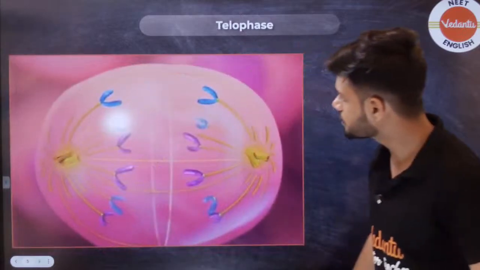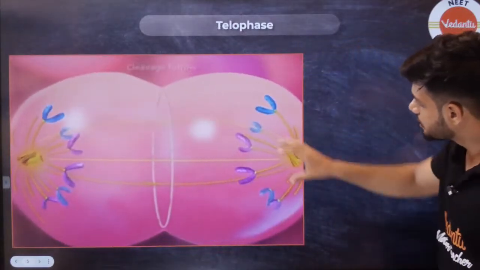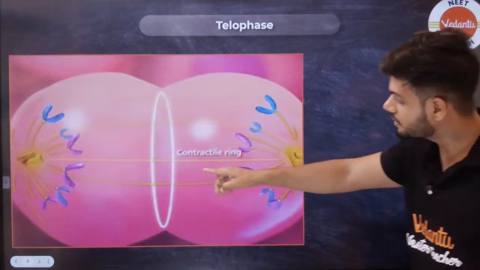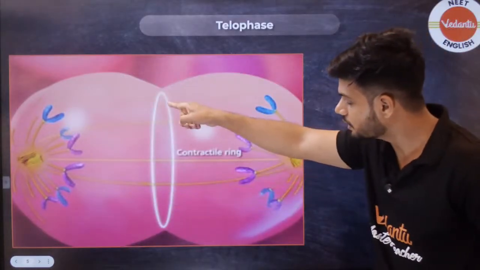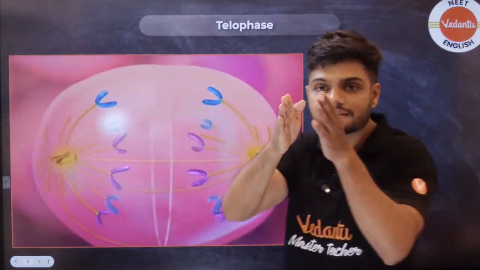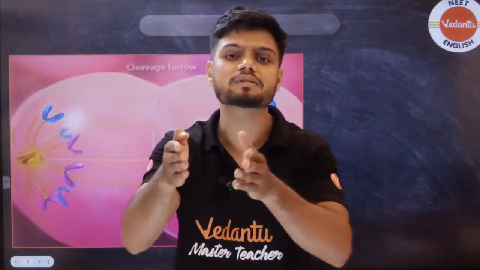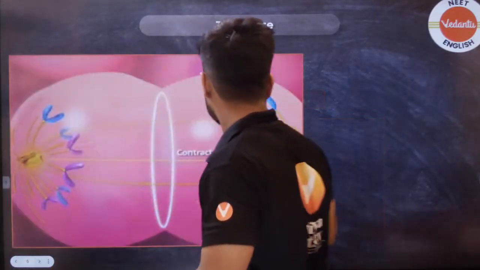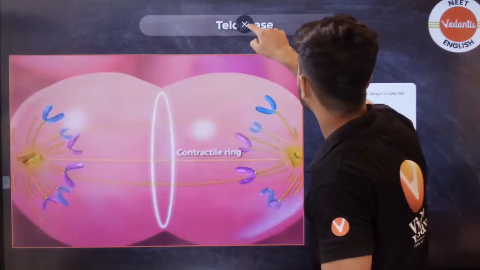In telophase, what happens? They start to cluster towards the poles here. Then there is a contractile ring formation here. This contractile ring will separate out when we come to cytokinesis. Students, cytokinesis. Okay, just close this.